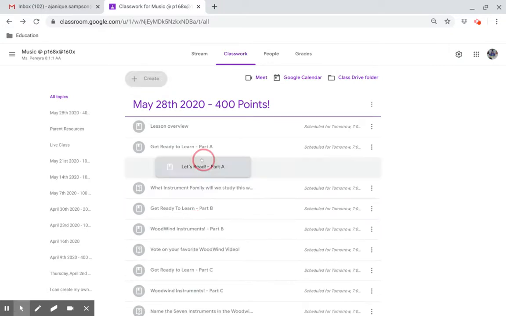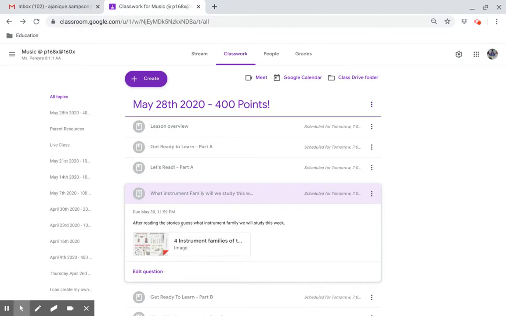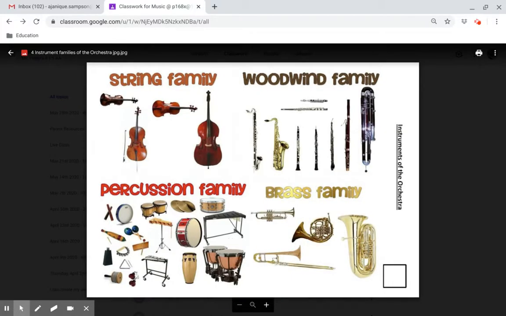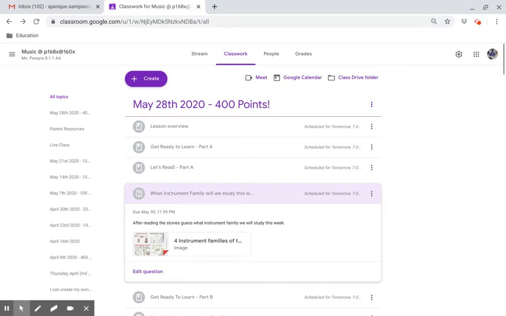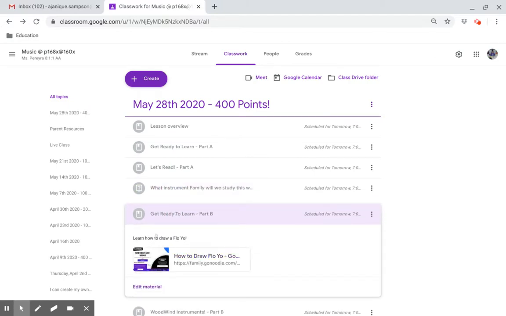Let's read part A. All right, so the next thing after reading these stories, guess what instrument family we'll study this week? So the three stories have a theme. Think about what all three stories have in common, and then guess which of these instrument families we'll be studying in lesson A.